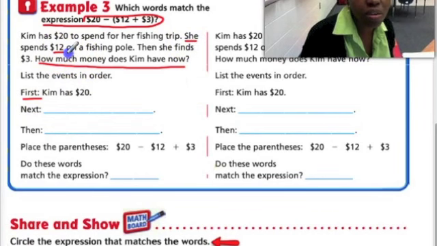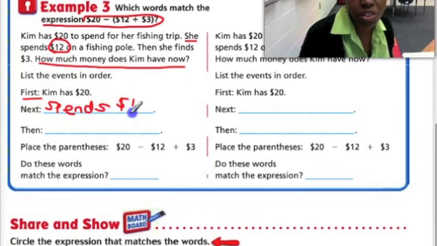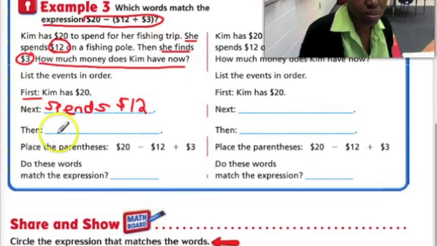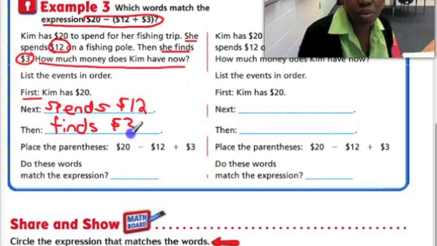She spends $12 on a fishing pole. So I can put down that she spends $12. That's what she did. Then what happened? She finds $3. So that's what happens next. She finds $3. That's exactly what we put down.